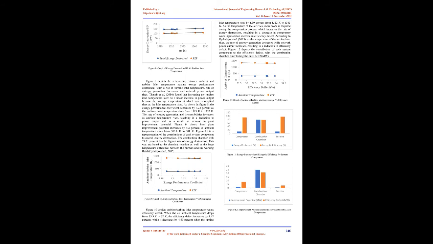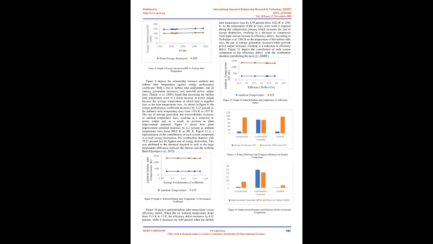According to Arvind et al. 2013, as ambient temperature rises, more fuel is required in the combustion chamber, resulting in a faster rate of exergy destruction. Figure 7 shows that as ambient temperature rises from 299 K to 302 K, exergy destruction increases by 2.87%, while plant improvement potential increases by 3.4%.